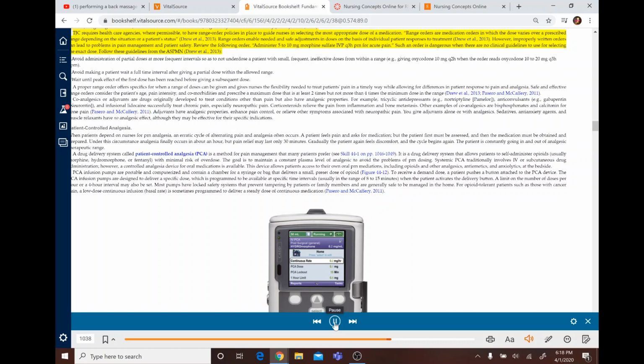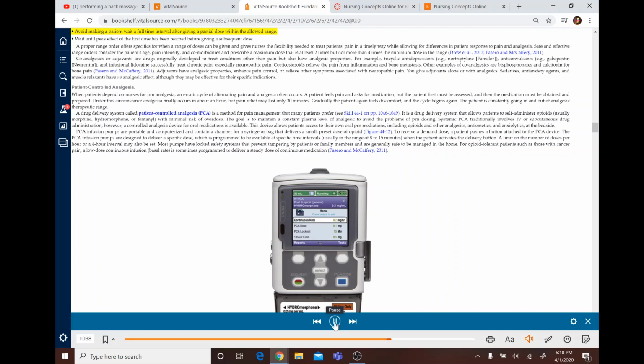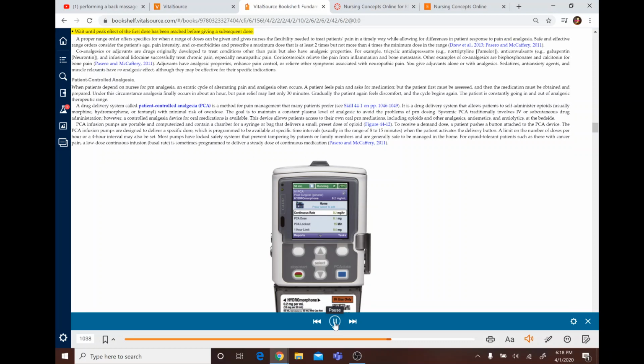Review the following order: administer 5 to 10 mg morphine sulfate IV q3h PRN for acute pain. Such an order is dangerous when there are no clinical guidelines to use for selecting the exact dose. Follow these guidelines from the ISMP. Drew et al., 2013. Avoid administration of partial doses at more frequent intervals so as to not underdose a patient with small, frequent, ineffective doses from within a range. Example, giving oxycodone 10 mg q2h when the order reads oxycodone 10 to 20 mg q3h PRN. Avoid making a patient wait a full time interval after giving a partial dose within the allowed range. Wait until peak effect of the first dose has been reached before giving a subsequent dose.